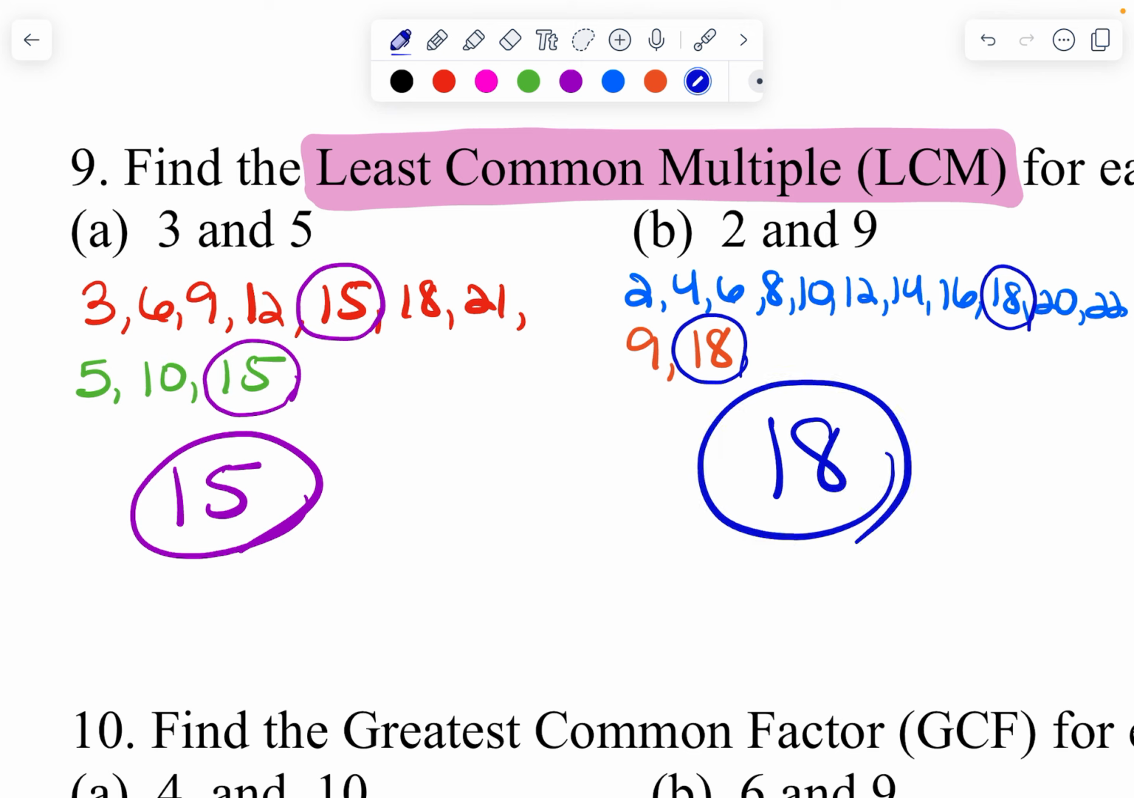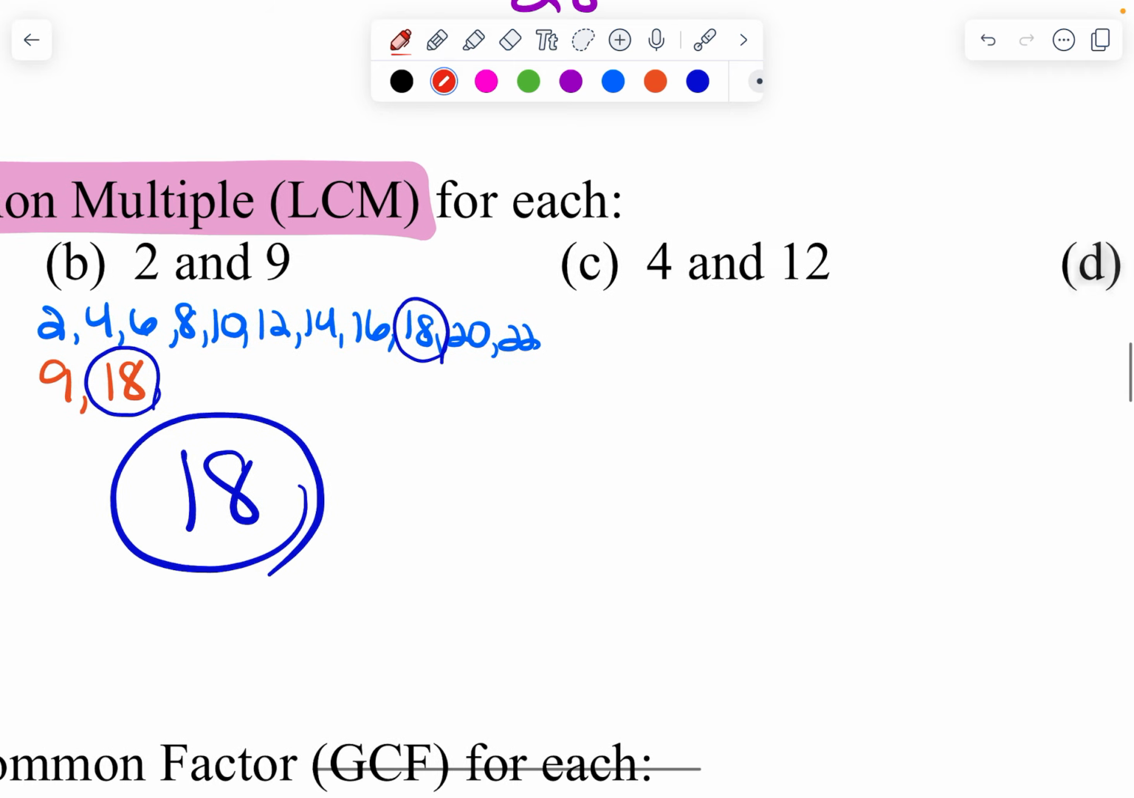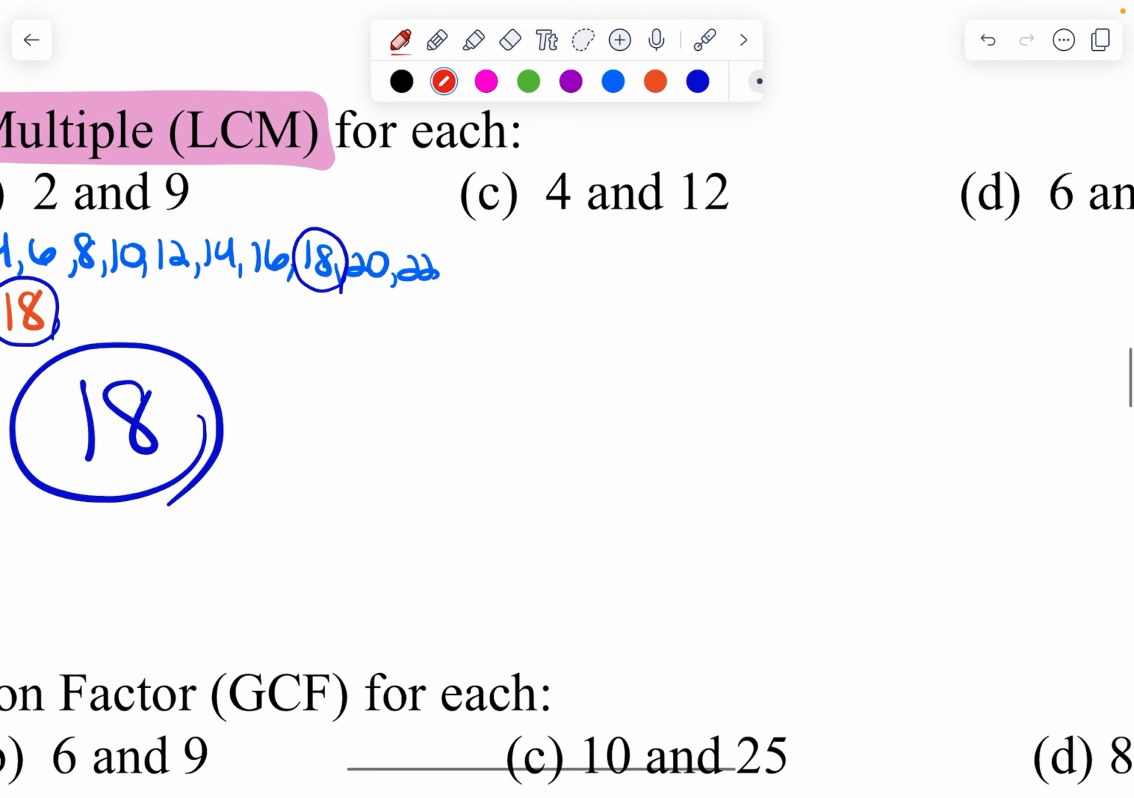Now, if you're looking at this going, do you have a different method? The answer is yes, I do. So let's take a look and see if I can do problem number 4, part C, which has a 4 in it, differently. For part C here, what I'm going to do is look to see if I can do what's called a factor tree for 4 and then a factor tree for 12.